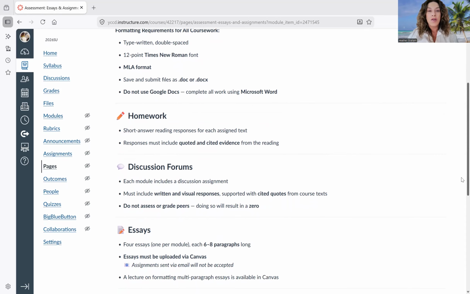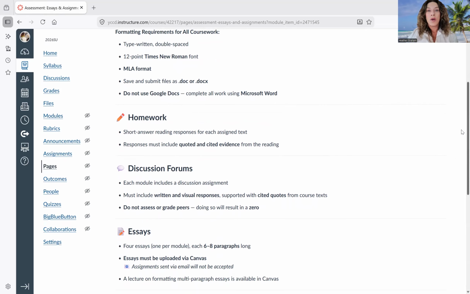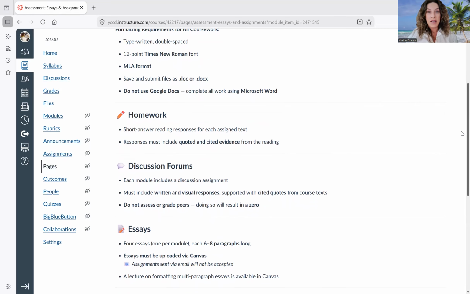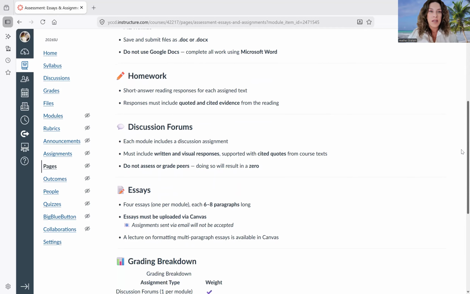So make sure that all your files are submitted as a .doc or a .docx. Do not use Google Docs in this class. It does usually not format correctly, and oftentimes students use Grammarly, not realizing that that is AI, and so it will flag your work oftentimes. So just be very mindful that using Google Docs in this class might actually be a hindrance and cause more problems than you want.